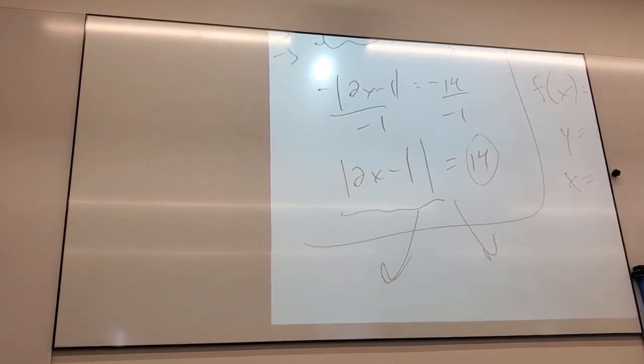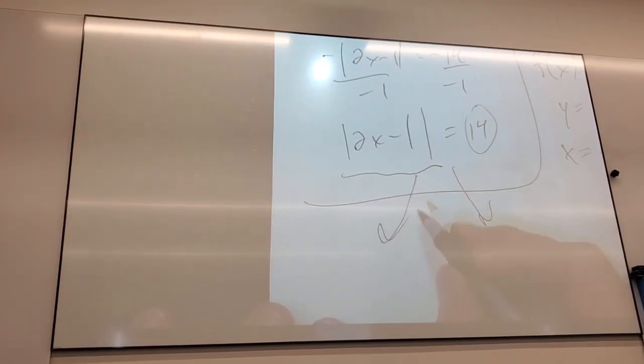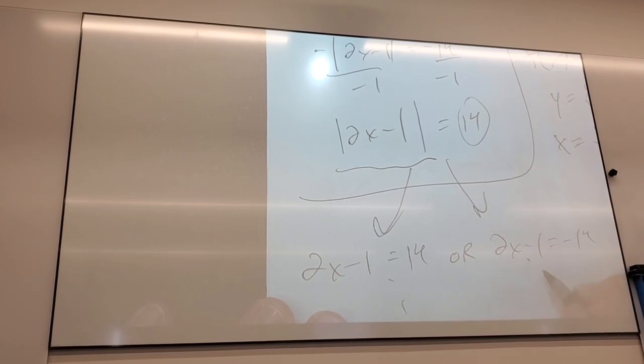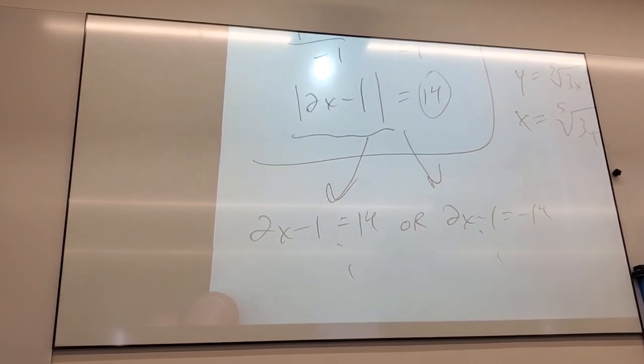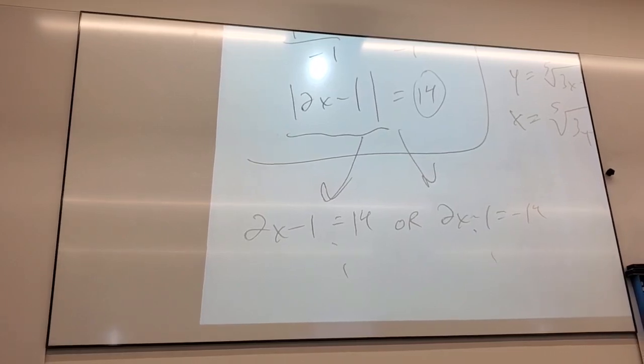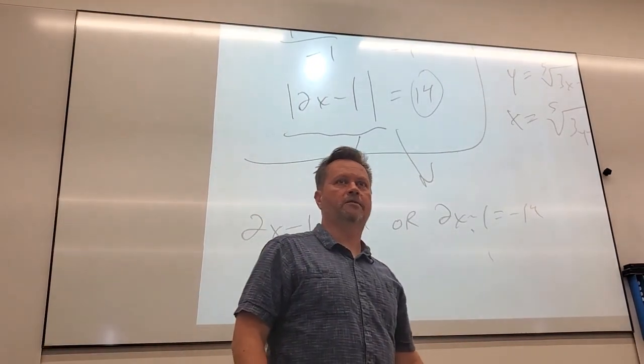Okay. What would the two cases be in this problem? It would be 2x minus 1 equals 14, and 2x minus 1 equals negative 14. And then you've got two easy equations, right? Yeah. Okay. And then you check them, because then you gotta check them. Nope. No? Radical equations you have to check.